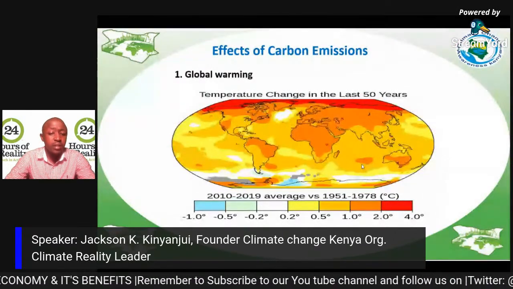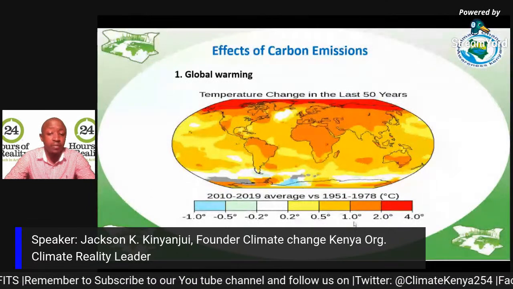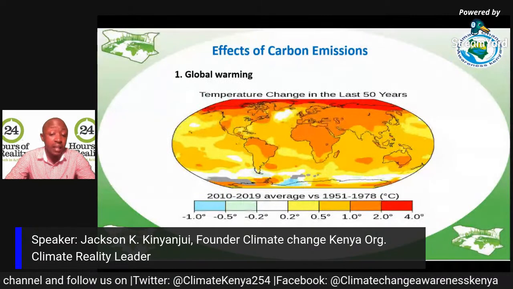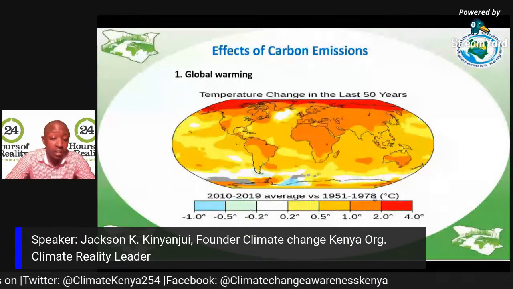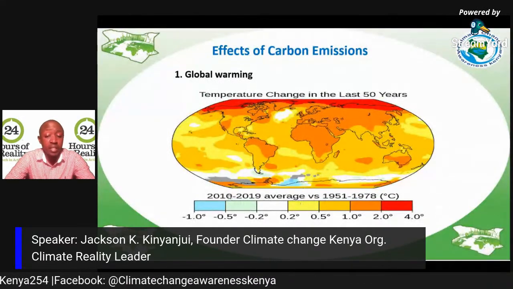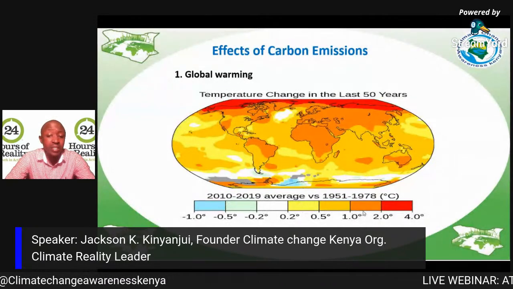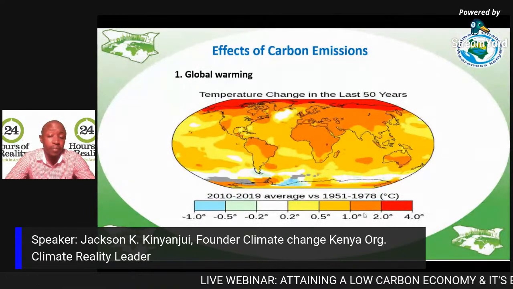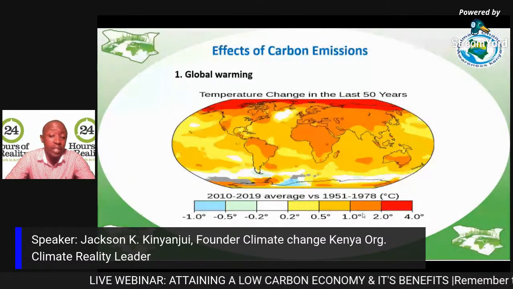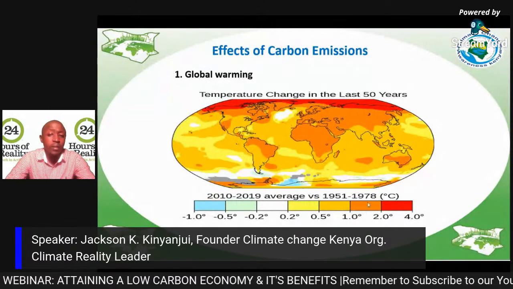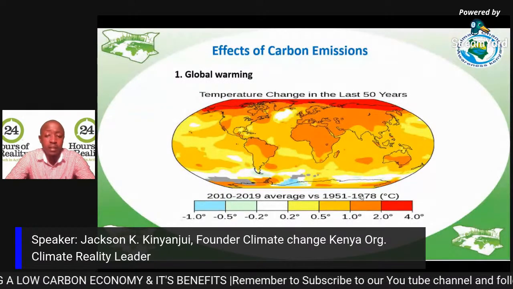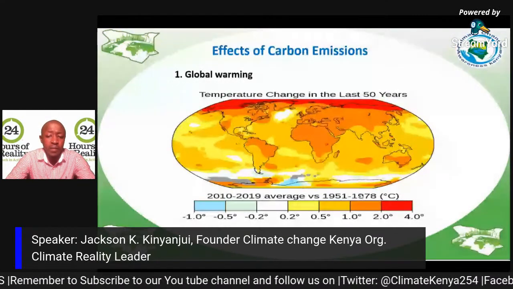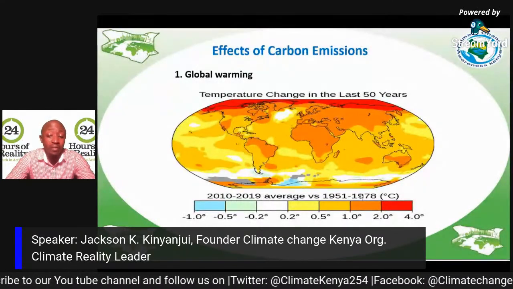The temperatures right now, as you can see from this chart, are from 1951 to 1978. And in the last 50 years, the 2010-2019 average shows that temperatures on average have increased by between 1 and 1.5. That is an increase that has happened over the last 50 years. And that is why, from the IPCC and the UNFCCC reports, we are trying to maintain our temperatures below 1.5 degrees centigrade.